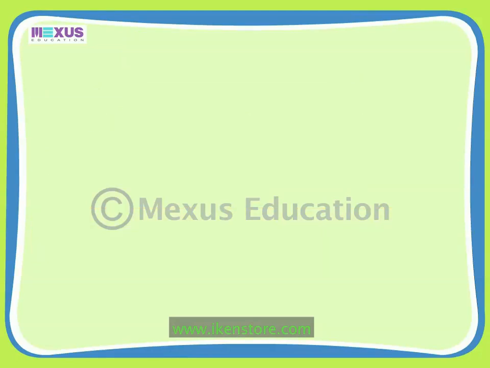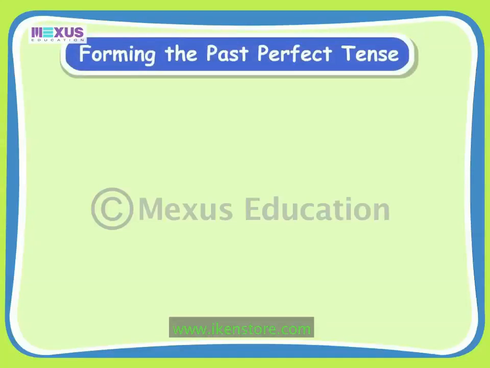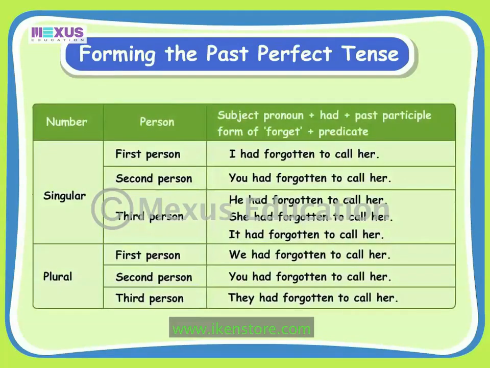Let us understand the formation of the past perfect tense with the help of an example. Look at the following table having the past perfect tense of the verb forget for the subject pronouns in singular and plural. For all three persons in singular and plural, the helping verb had is used with the past participle form of the verb forget, that is, forgotten.